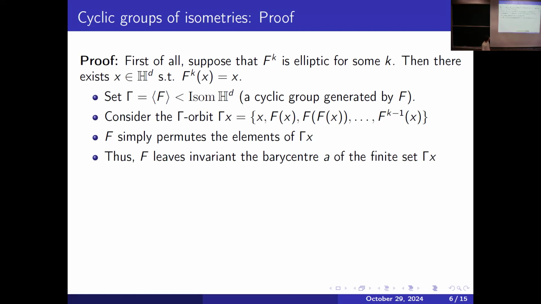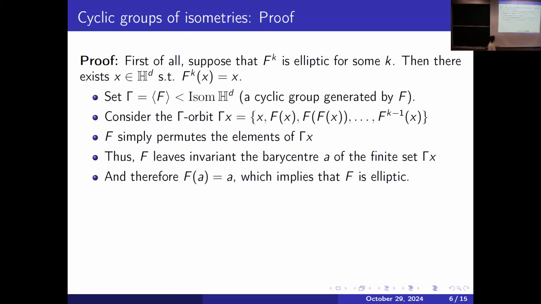And this is crucial. Just recall how the barycenter was defined, right? It was the sum of finitely many points, and the whole collection is invariant. Obviously, the sum also remains invariant under the action of f, right? But this is one point, and this point is thus fixed by our isometry f. Yeah. So far it's clear. Okay, which means this implies that f is elliptic, right?